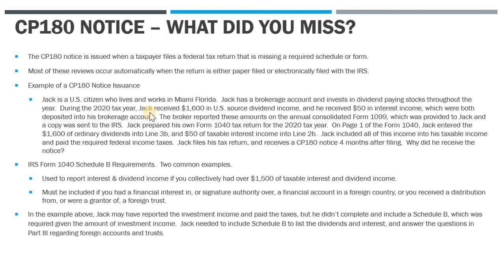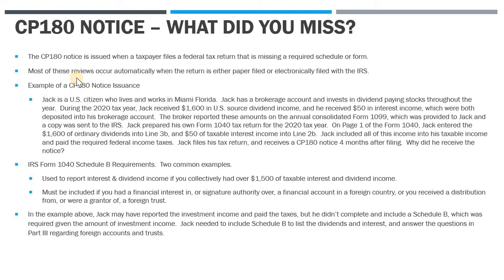Hey there, YouTube. So in this video, I wanted to talk about what happens when you receive an IRS CP180 notice. A CP180 notice, short and simple, is issued to you as a taxpayer if you filed a tax return and you failed to include a required form or schedule that the IRS was able to pick up on based on other information you submitted.